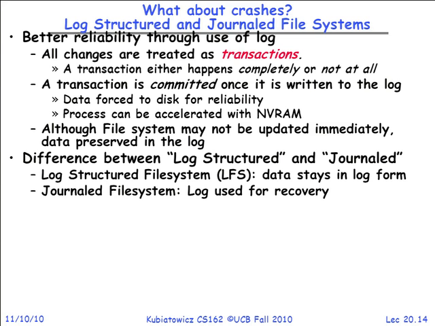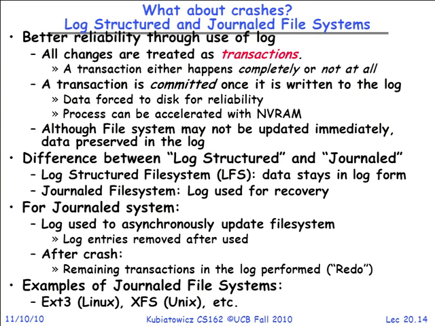So basically, the log is used to asynchronously update the file system. When you've successfully done an update, you remove the entries, and then you could keep reusing things. And after a crash, you basically redo things that are in the logs that haven't made it to the file system. Okay. And examples, by the way, journaling is pretty common. The ext3 is a good example, XFS in Unix, and so on.